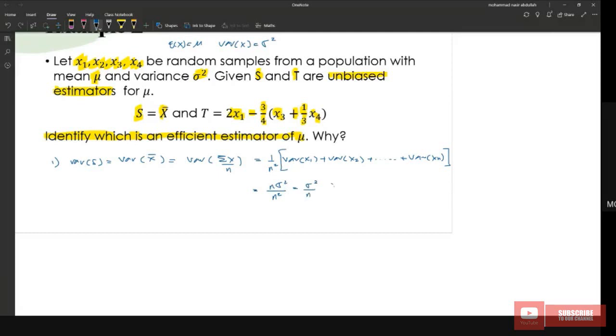So we know from the statement, we have four observations, right? So N is equal to 4. So we can substitute the value of N. It should be sigma squared over 4. So this is 0.25 sigma squared.